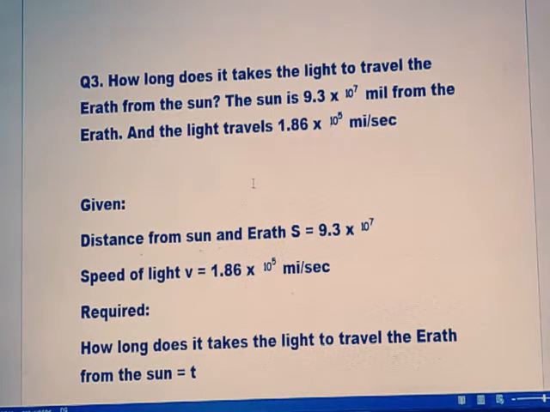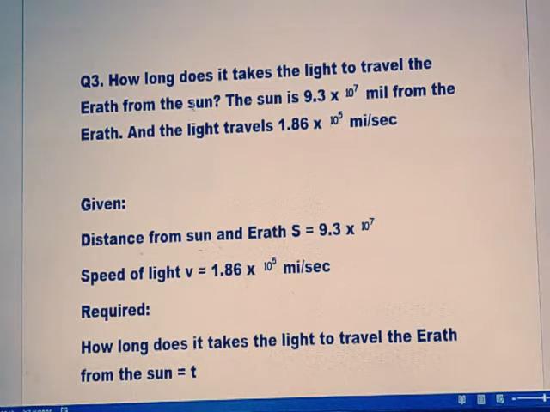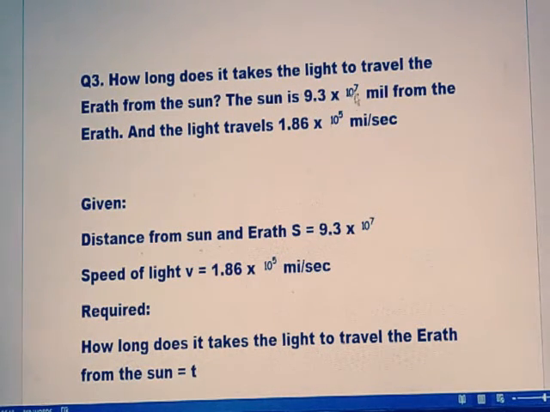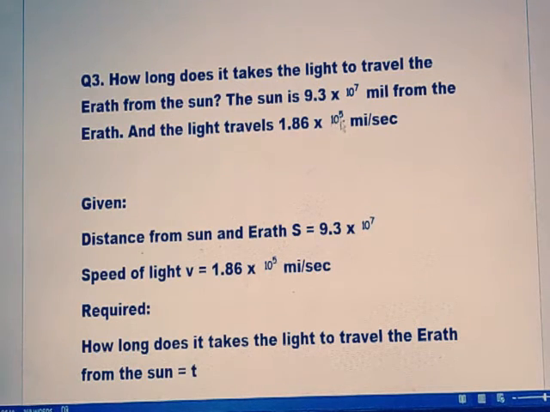Exercise 3.1, question 3. How long does it take the light to travel to the earth from the sun? How much time? It means the time is required. The sun is 9.3 multiplied by 10 power 7 miles from the earth, and the light travels 1.86 multiplied by 10 power 5 miles per second. So we need to find how much time it will take.